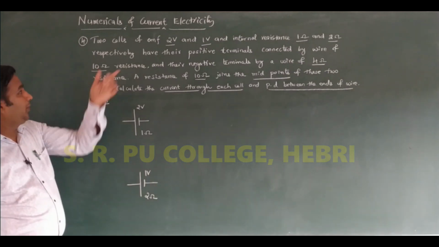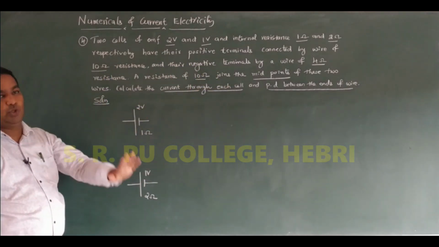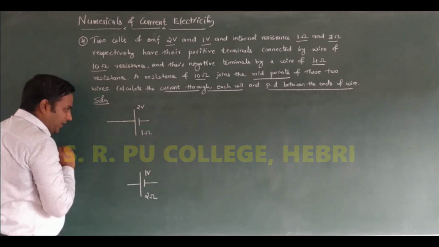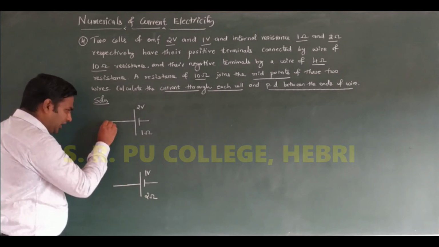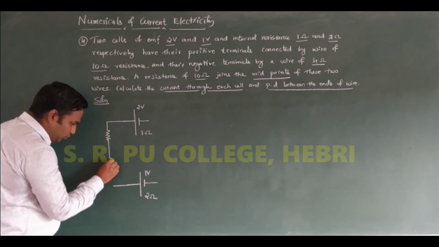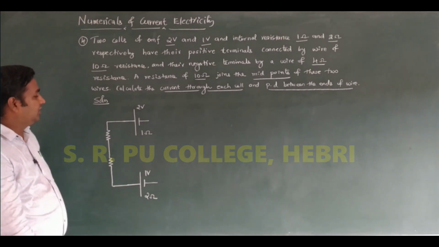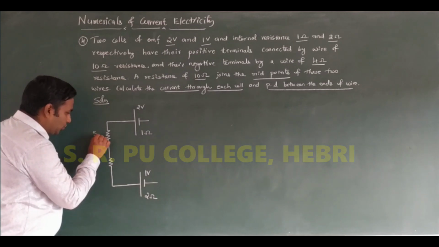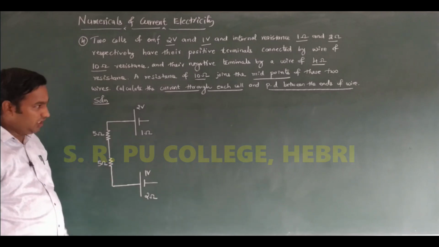And again, continuation of this. Their positive terminals are connected by a wire of how much? 10 ohm resistor. Automatically I consider the 10 ohm resistor as divided into two parts. Here the 10 ohm resistor wire is divided equally into two parts, which is nothing but 5 ohm each.